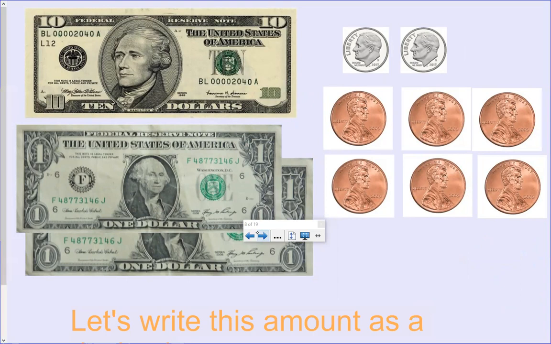Raise your hand if you can tell me how much money we got. We must have scrubbed some toilets for that. That was part of the reason the toilet's dirty.